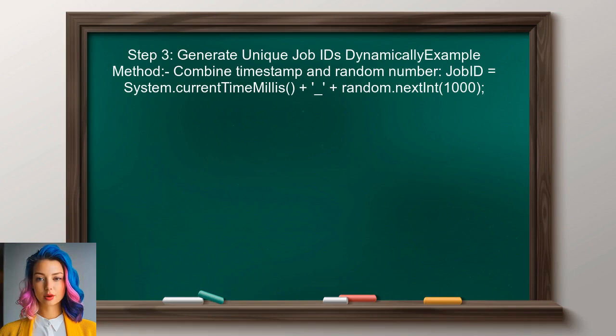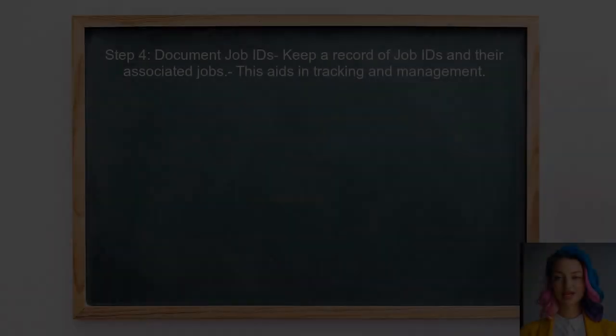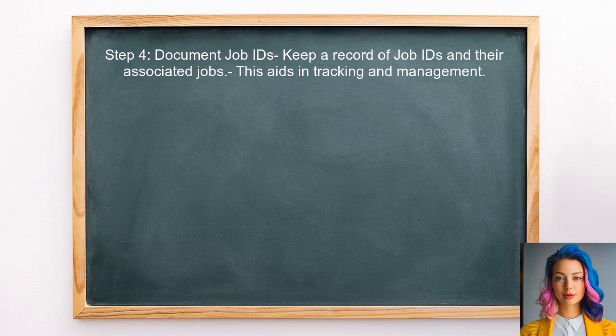Additionally, the user can implement a method to generate unique job IDs dynamically. This could involve using a combination of timestamps and random numbers to ensure uniqueness. Finally, the user should document their job IDs and the corresponding jobs they create. This will help in tracking and managing jobs effectively, reducing the risk of collisions.